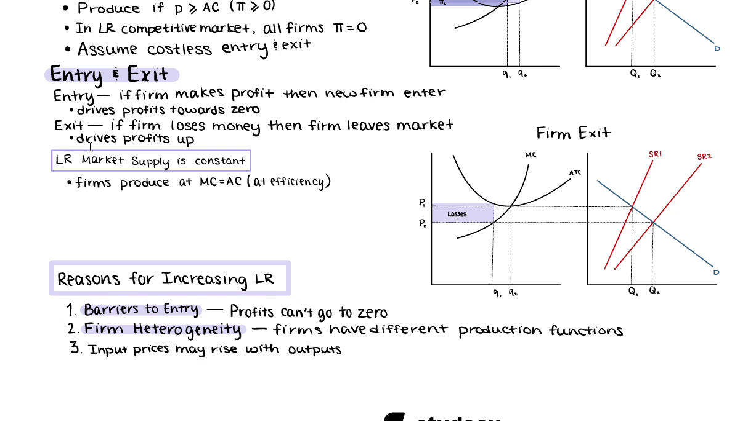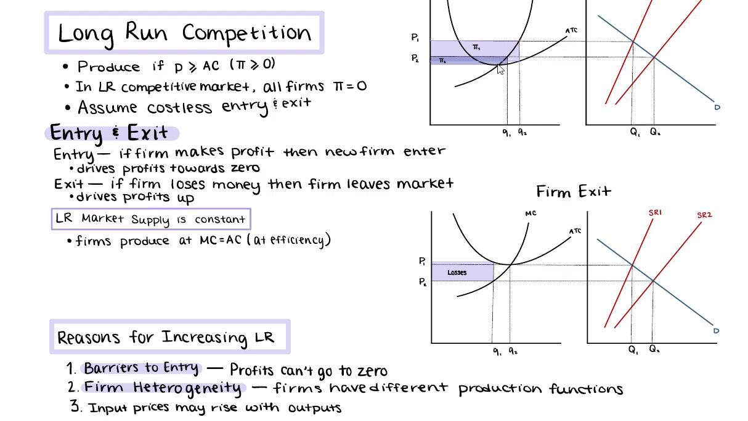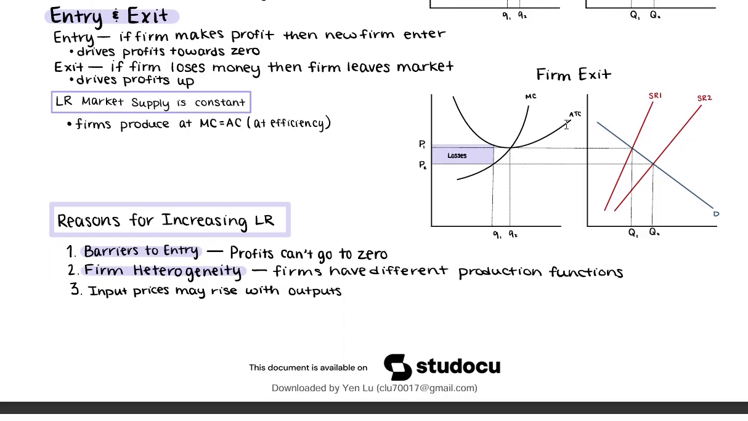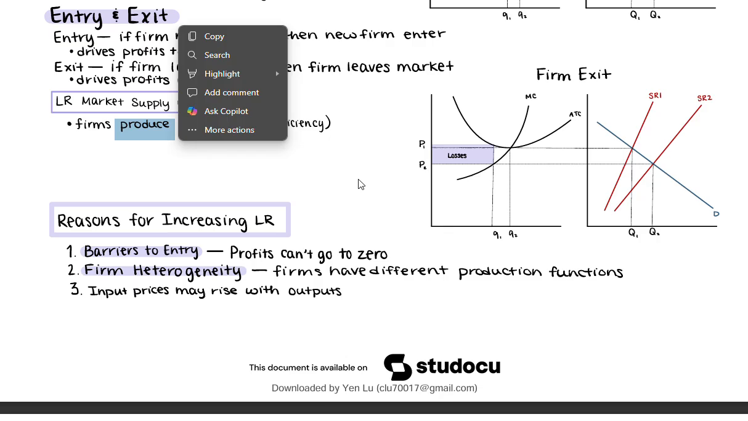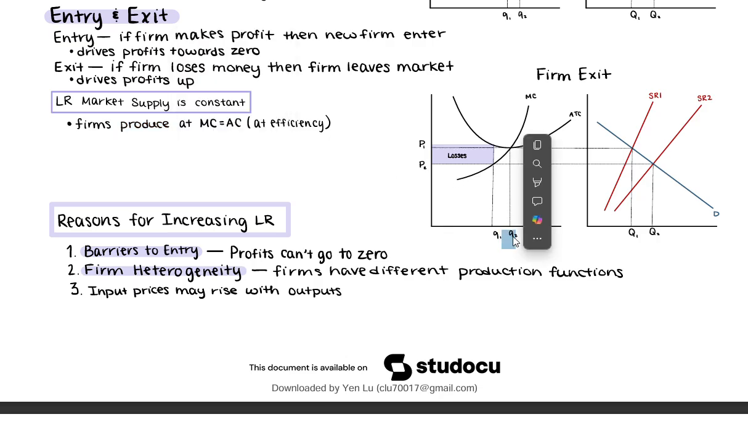So the long run market supply is constant. Firms produce where marginal cost equals average cost, which is the intersection we talked about before. Let's see, Q2. It's where your marginal cost equals your average total cost. It's at efficiency.